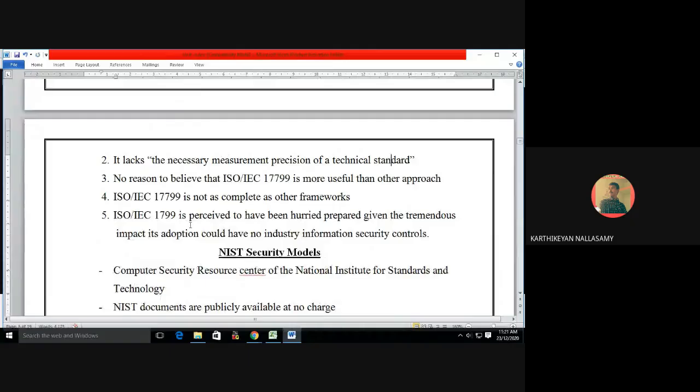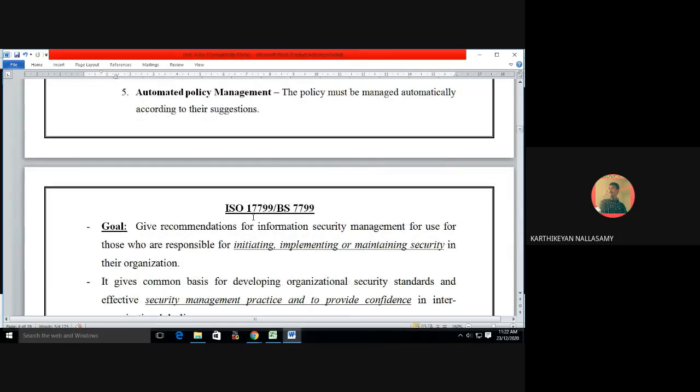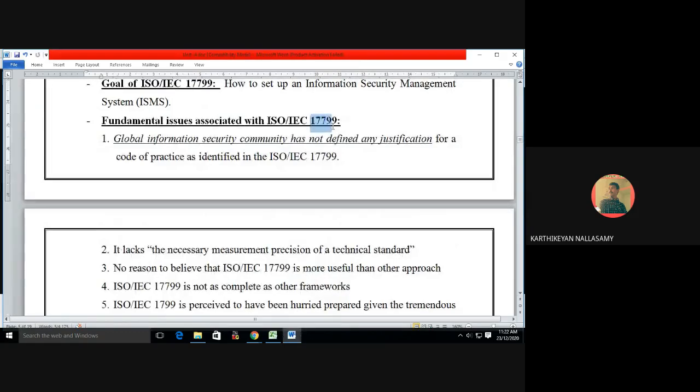Next, the British standard 7799 is perceived to have been prepared hurriedly, and that has had a tremendous impact on its adoption, and it does not provide any information on industry information security controls. It means it did not focus on the information present in an organization for control. So these are some of the models we normally use for implementation of a security framework in an organization, and these are some of the issues we have with ISO IEC 17799.